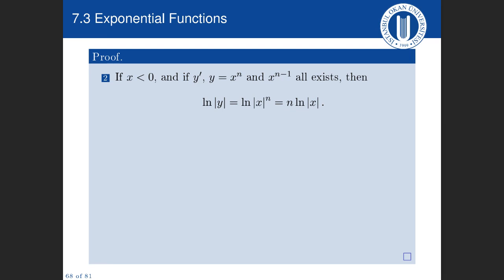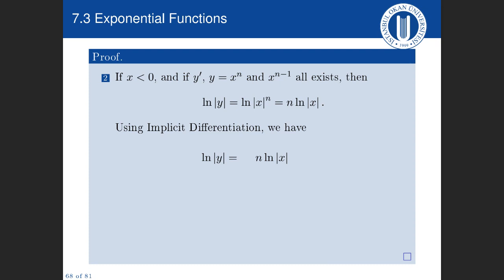Now let's do it for x strictly less than 0. We'll do x equal to 0 later. We're going to assume that y prime, y, and x to the power n minus 1 all exist. And then we're going to use the formula ln of absolute value of y is equal to ln of absolute value of x all to the power n, or n ln absolute value of x. And we're going to differentiate this using implicit differentiation.